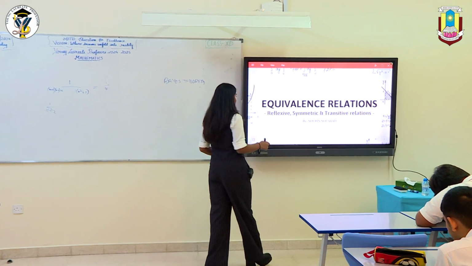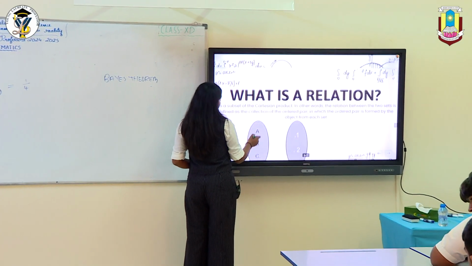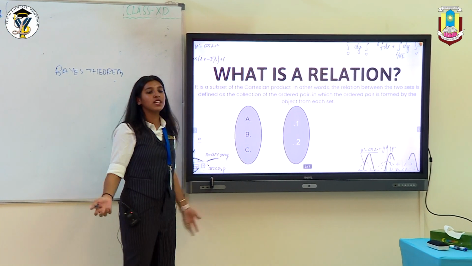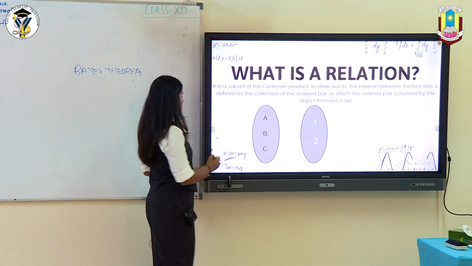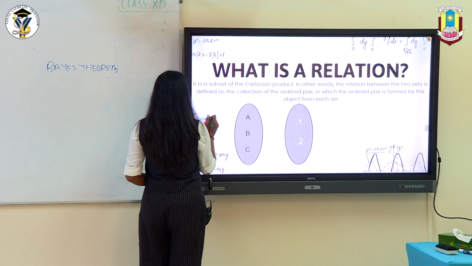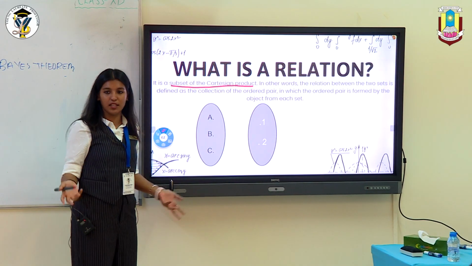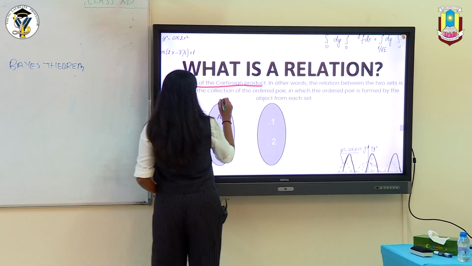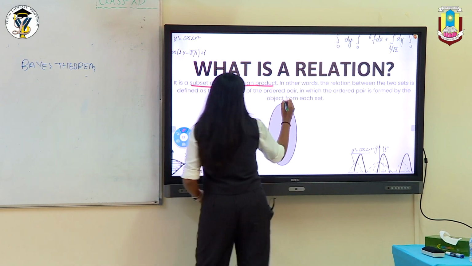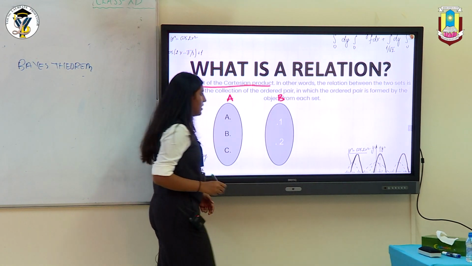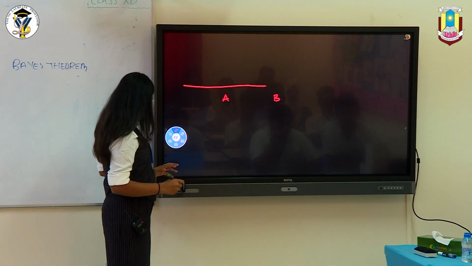So I'll just explain what that is. What is a relation? It is a subset of a Cartesian product. But since you all don't know what a Cartesian product is, I'll explain that first. Suppose this is set A and this is set B. These are two sets that are taken.